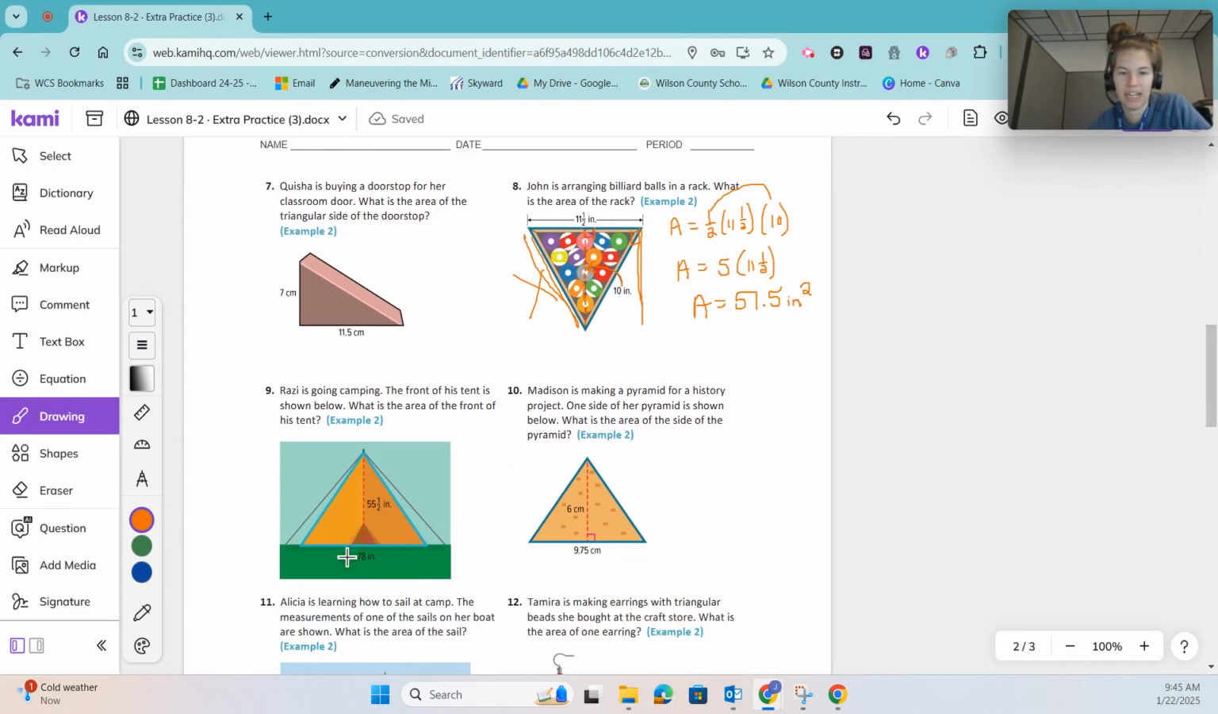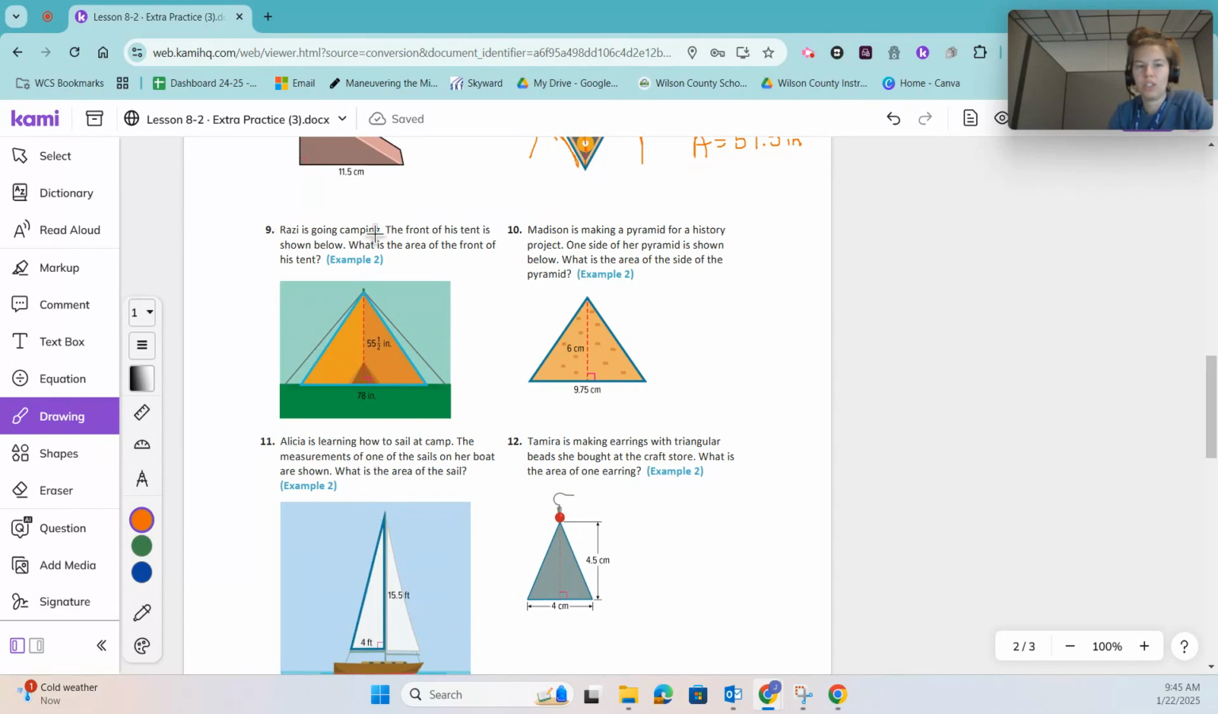Let's take a look at number 9. It's similar to that last one. Rozzy's going camping. The front of his tent is shown below. What is the area of the front of his tent? So they give us here, my base is 78. So we use that same formula. Base is 78 times the height, which they give us here. It's perpendicular, times 55.5. I'm going to go ahead and just use a calculator for this one.